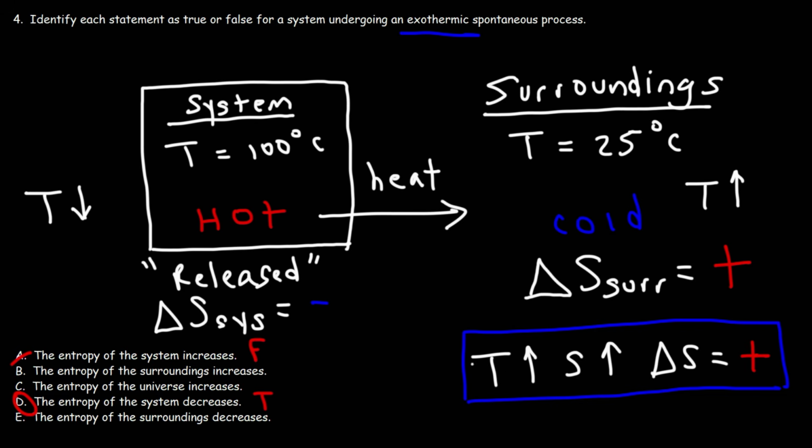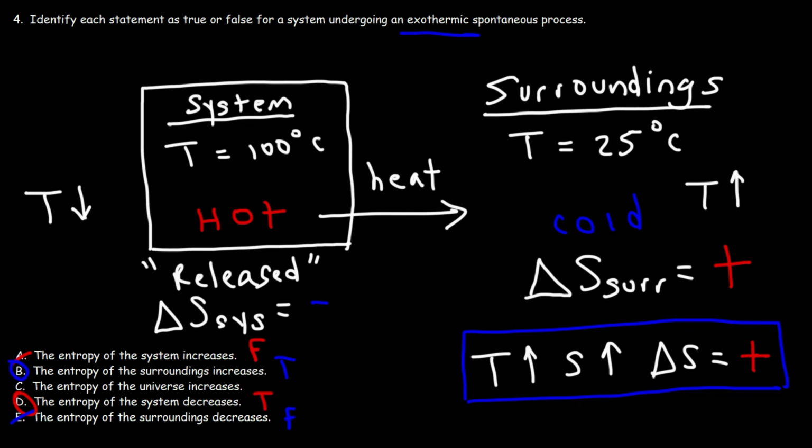Now looking at the surroundings, the entropy of the surroundings increases. B is a true statement. We see delta S of the surroundings is positive because heat is flowing to the surroundings. Now for E, the entropy of the surroundings decreases. That can't be true. If B is true, E has to be false.